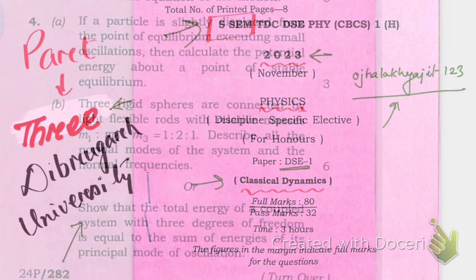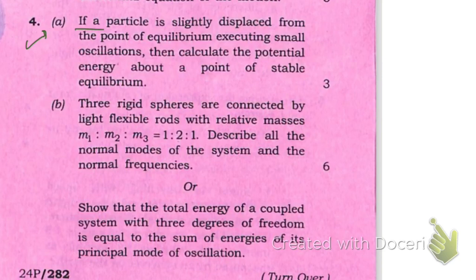So now let's start. So here is question number 4. If a particle is slightly displaced from the point of equilibrium exhibiting small oscillations, then calculate the potential energy about a point of stable equilibrium.